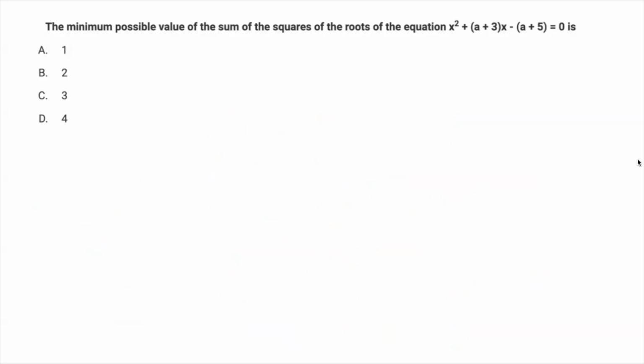Alright guys, please try this question and you can resume for the solution. So let's solve the question. The minimum possible value of the sum of the squares of the roots of the equation x square plus (a plus 3) into x minus (a plus 5) is equal to 0 is. You have to find out the minimum possible value of the sum of the squares of the roots of this equation.